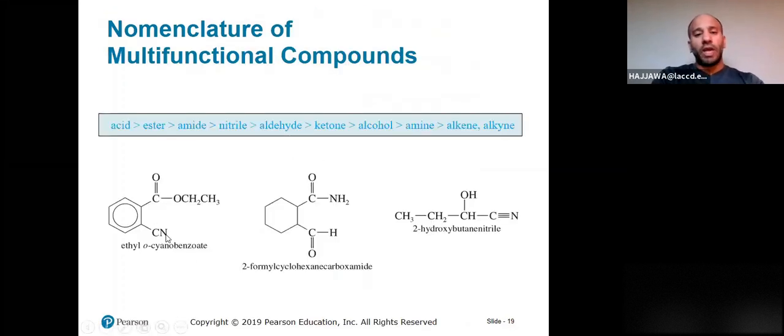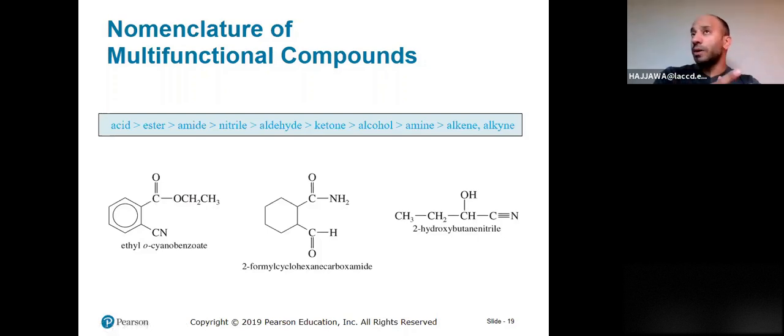But let's look at this. So I have a cyano, so I have a nitrile and I have an ester. So I know the ester has priority. So the cyano becomes a substituent. So what do I have here? I have an ethyl, and that will be the alkyl, and then ortho or 2-cyanobenzoate. So I have a benzoic acid moiety, but because it's an ester, now it should sound as a benzoate.